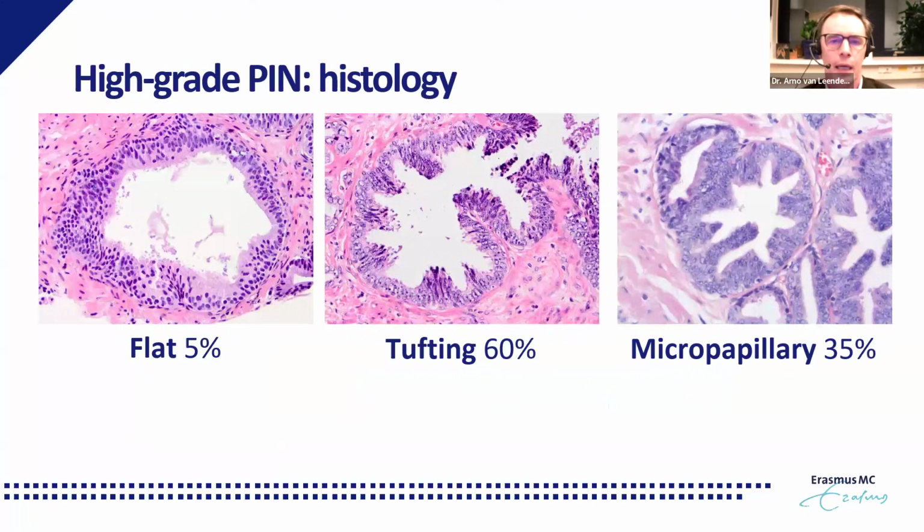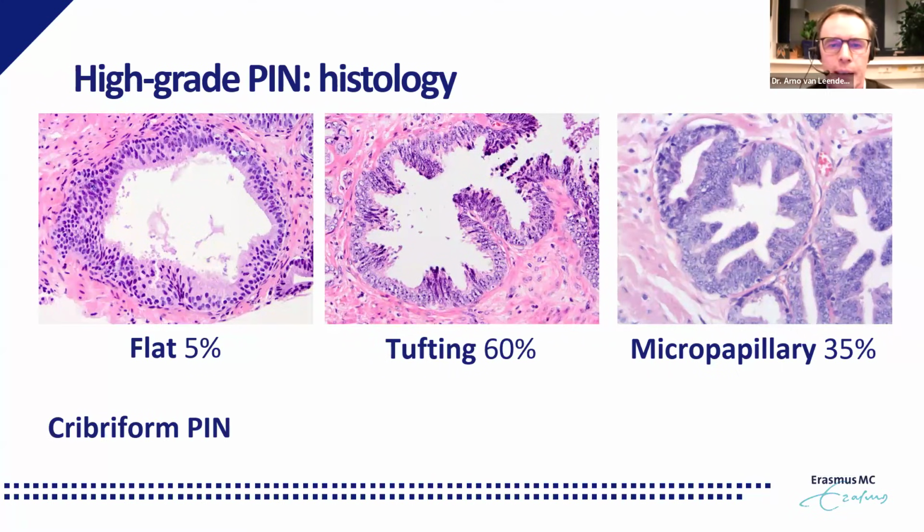Then high-grade PIN. High-grade PIN, as we all know, is quite common. We have some morphological variants. The most common is the tufting high-grade PIN, that's about 2/3 of all the PIN lesions. Then we have micropapillary and flat high-grade PIN on the left side.